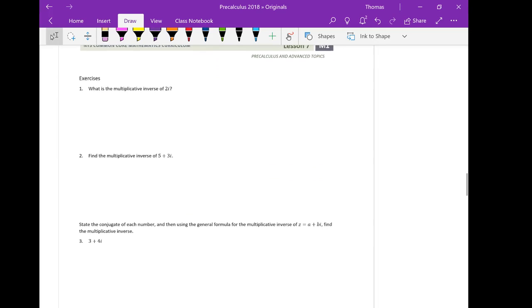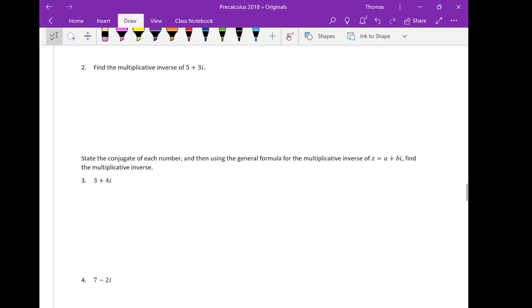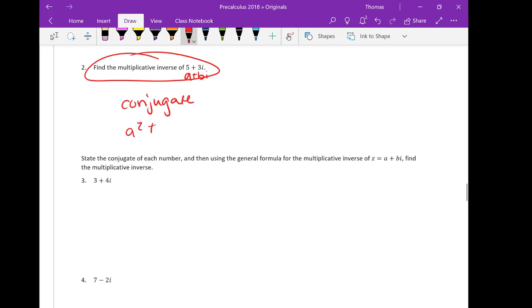So we saw an example of this. Basically what you need to do on your ticket is find the multiplicative inverse, verify it, and also find the conjugate. So let's practice finding this inverse. There's our number, a plus bi. Remember, we need 2 things. We need our conjugate, and we need a squared plus b squared.